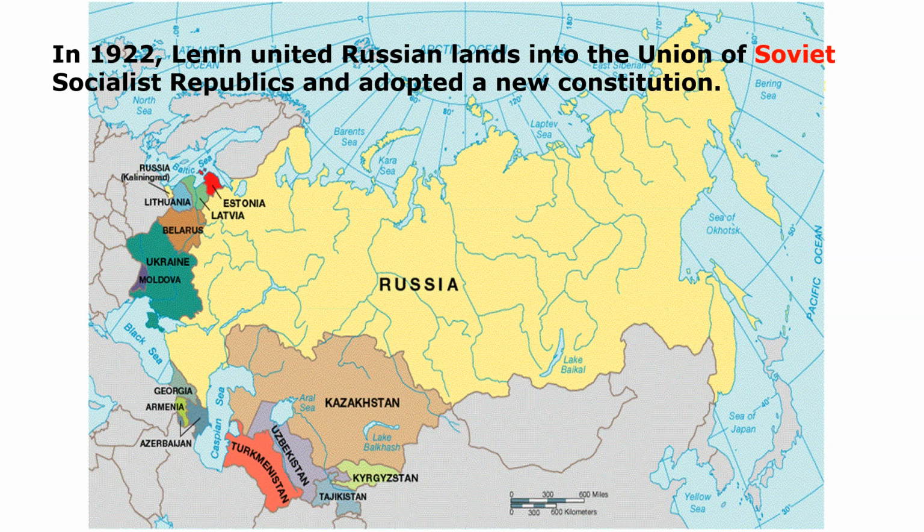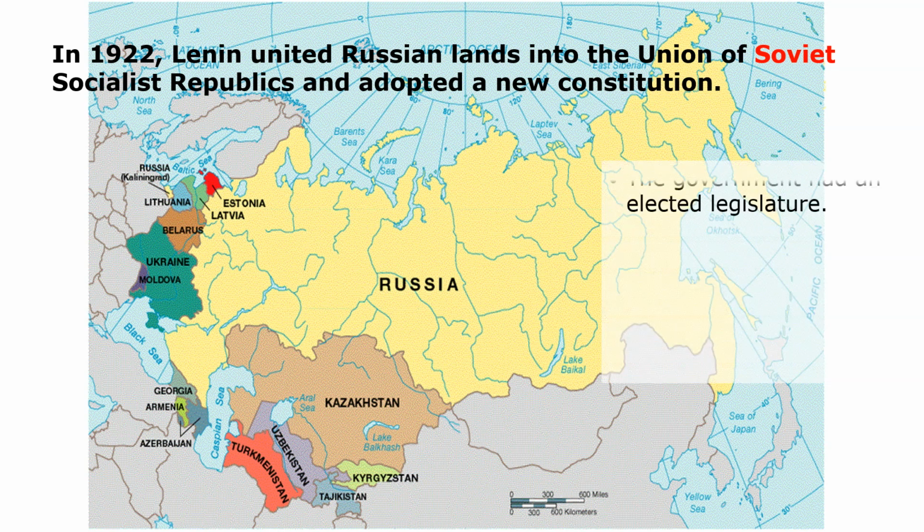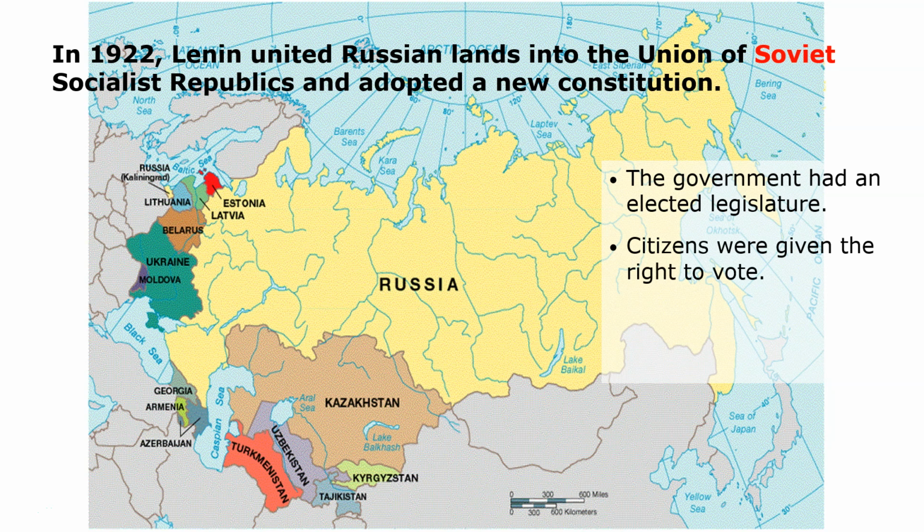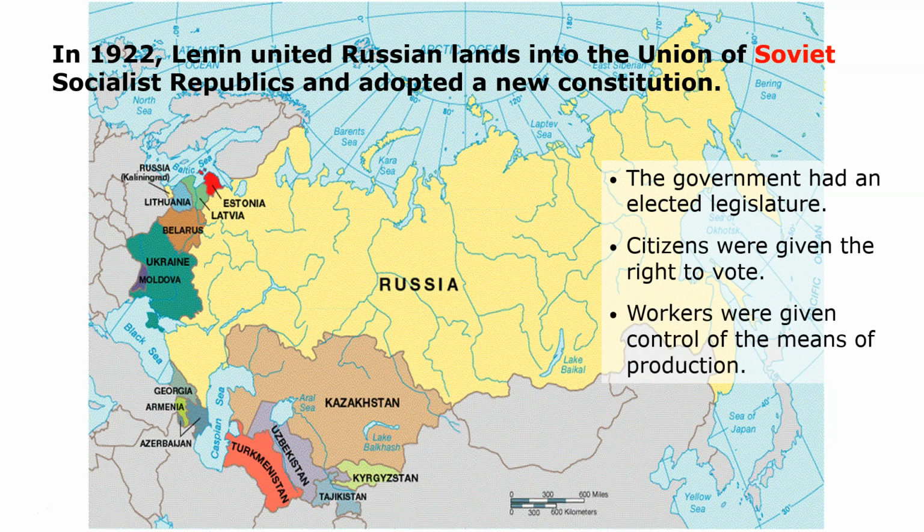So remember, the Civil War ends in 1920. By 1922, Lenin unites all the lands controlled by Russia into what's called the Union of Soviet Socialist Republics, the USSR as it comes to be known. So it consists of Russia and these other stans and other states that you see around Russia, Estonia, Latvia, Belarus, Ukraine, and the like, together as the USSR. The government has an elected legislature. Citizens were given the right to vote, and workers were given control of the means of production.